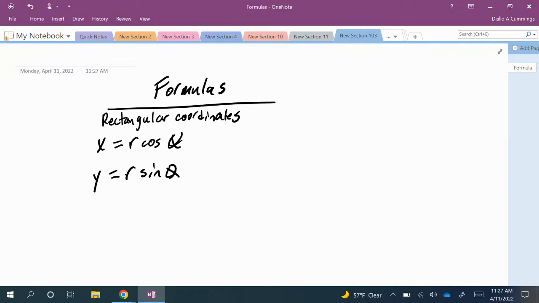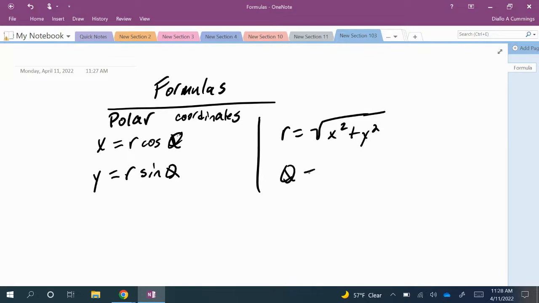So if you're given an x, well, I'm sorry, this is for the polar coordinate system. So if you're given an r and a theta, you can actually find x. And then here we have r is equal to the square root of x squared plus y squared, and we have theta is equal to the arctangent of y over x. And these are for rectangular coordinates.